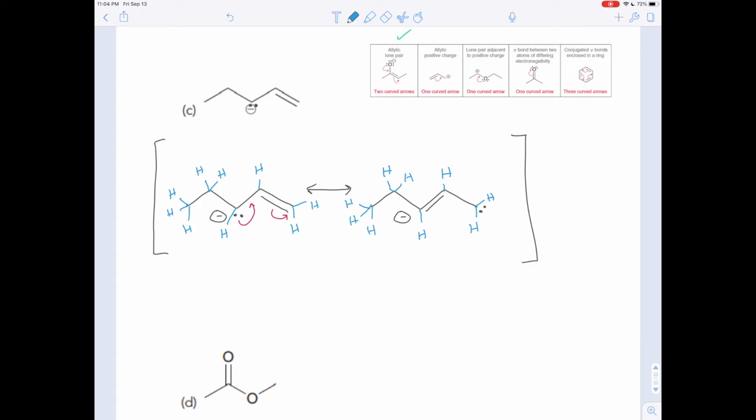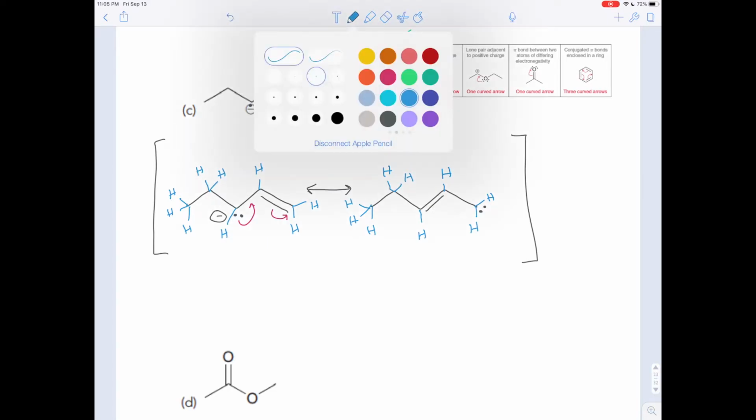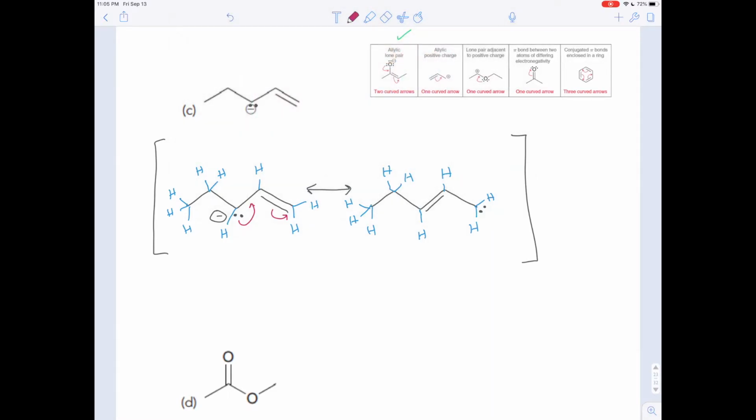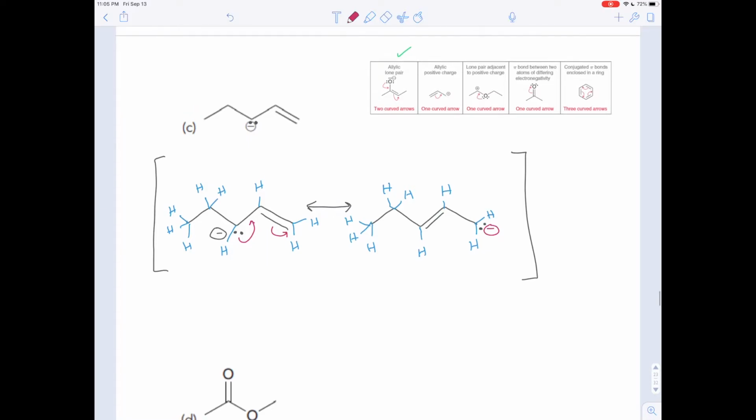Okay, so if you go through this, you can see that the formal charges have changed. This carbon here had a 0 charge, and the carbon at the far right, this one with the lone pair, has the negative charge. So we went through the first pattern, an allylic lone pair, definitely had that there. How about an allylic positive charge? No, there's no positive charge in that structure.